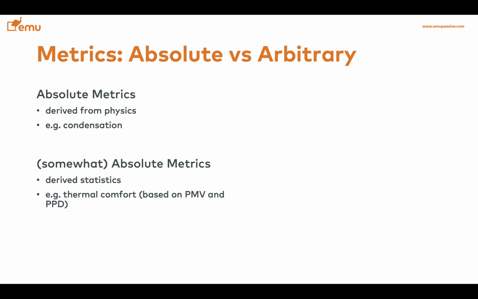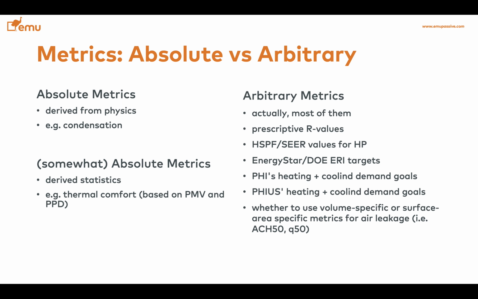Now, in reality, a lot of the requirements that we're going to see for these standards are arbitrary, meaning that if you want to define a standard, there may be no absolute or statistical metrics to rely on. So if you are defining those standards, you may need to draw a line in the sand and say this passes and this does not pass. So arbitrary metrics are actually most of the requirements we're going to see next. They include, for example, prescriptive R values.